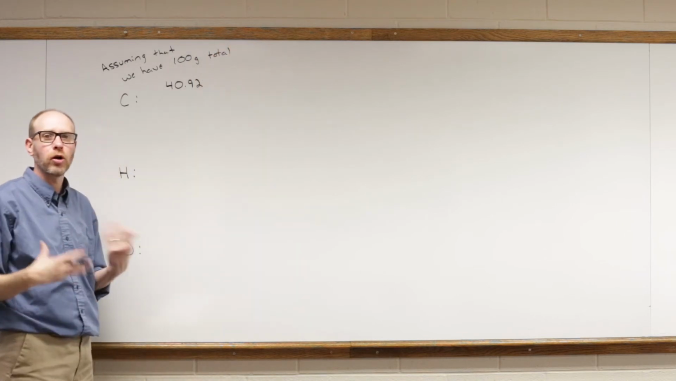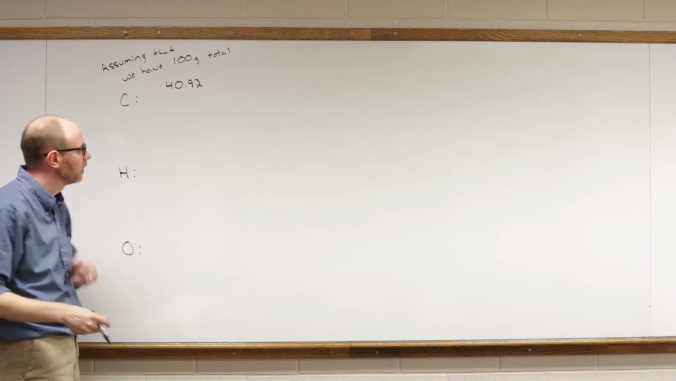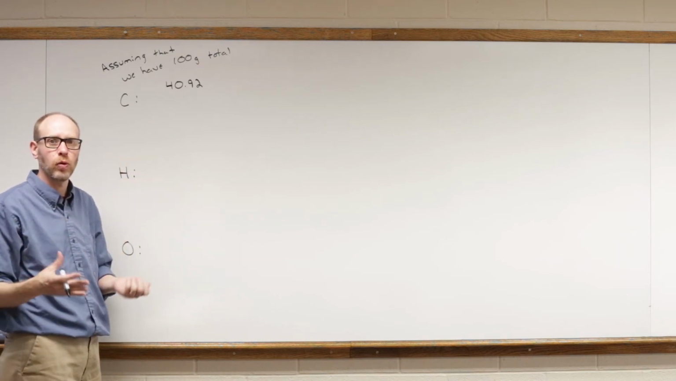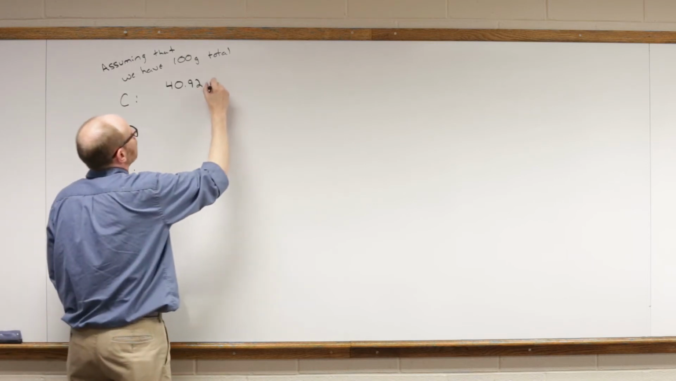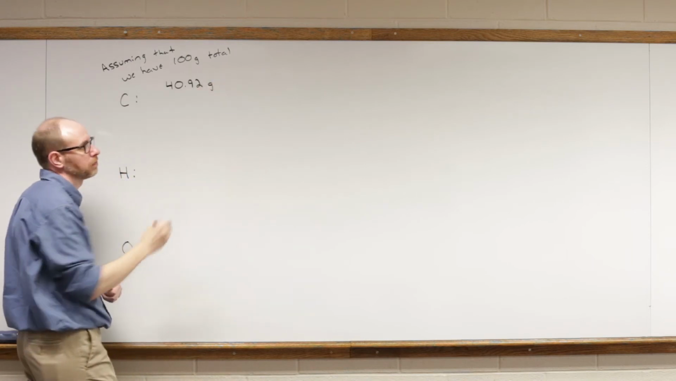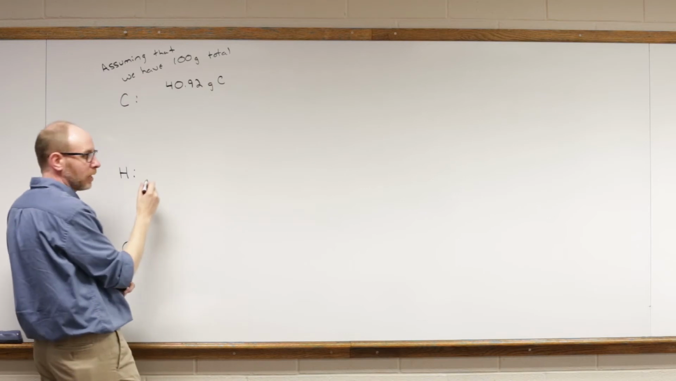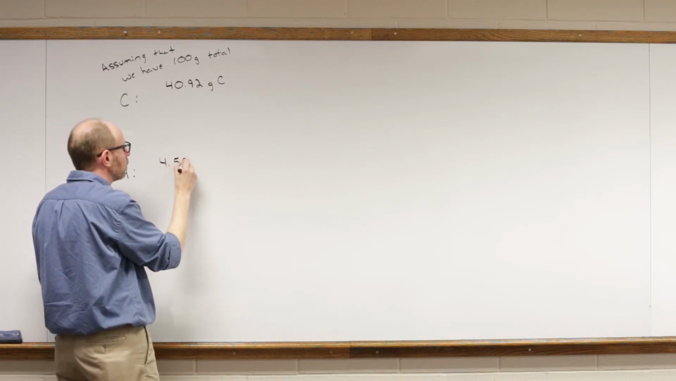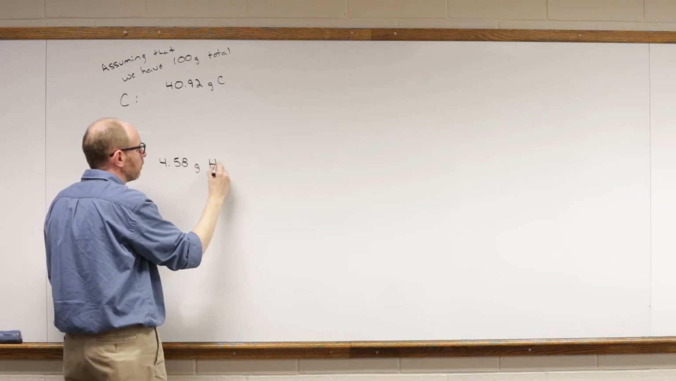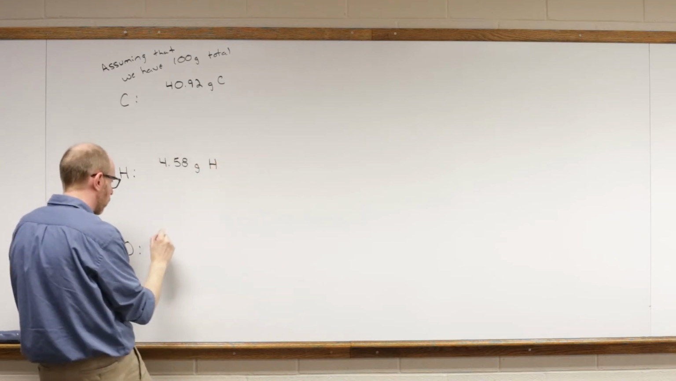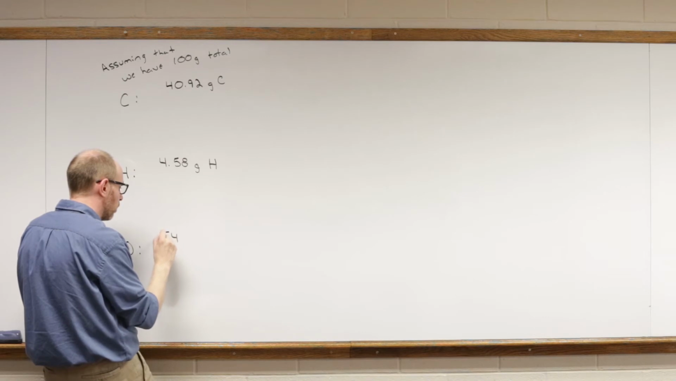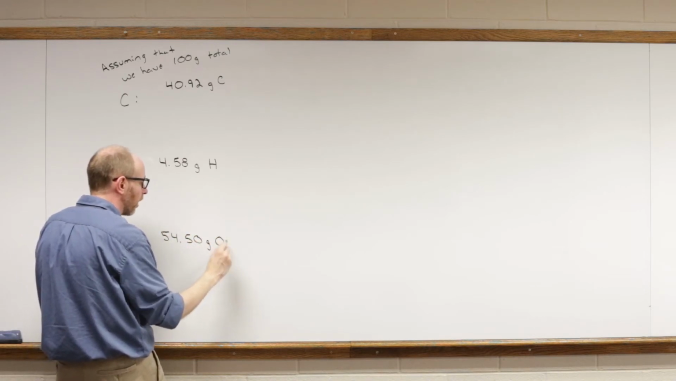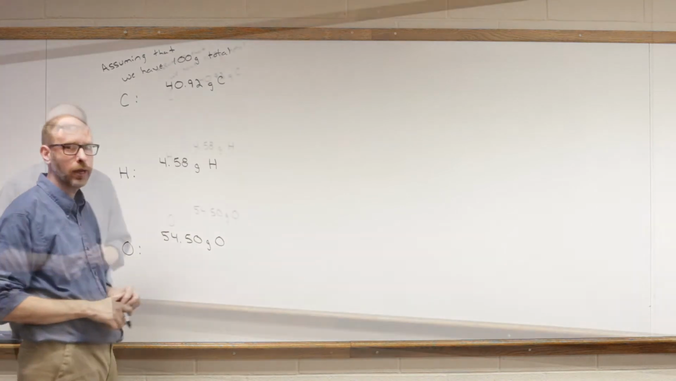Remember, percent is part out of 100. So if I have 40.92% and I have 100 grams, that means I would have 40.92 grams of carbon. And it means that I would have 4.58 grams of hydrogen. And it means that I would have 54.50 grams of oxygen.